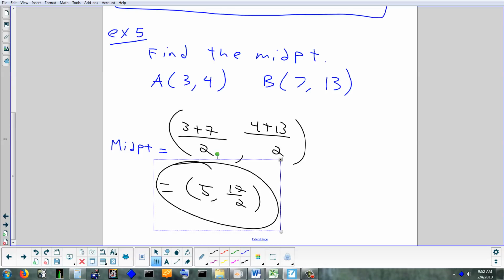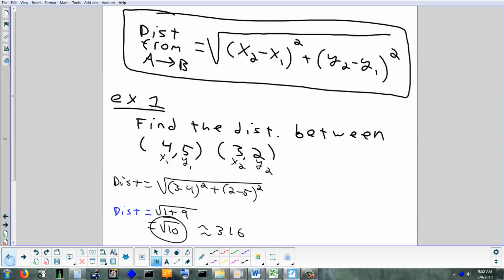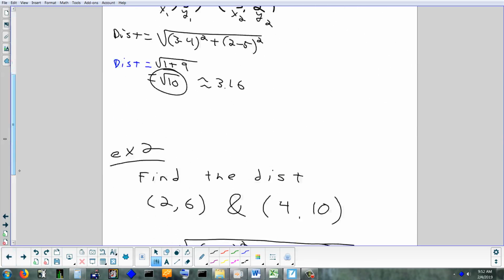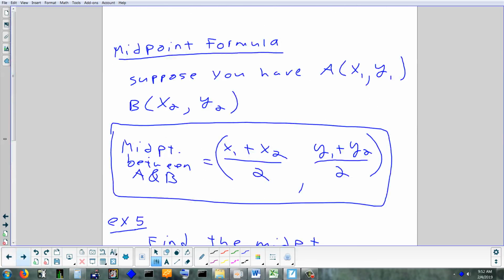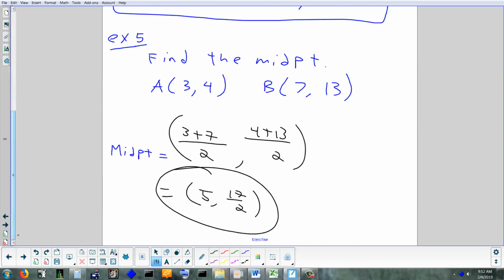Now, that thing I just circled, what is that? It's the midpoint, which is a coordinate. So when you use the midpoint formula, your answer is a coordinate. When you use the distance formula, your answer is a number, like 3.16. So you're getting two different types of answers. One is a length, one is a location. This one is a location. Okay. Any questions on that?